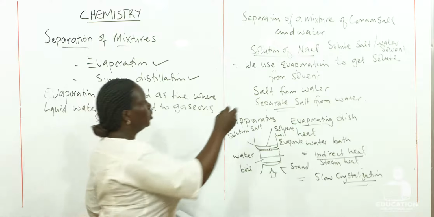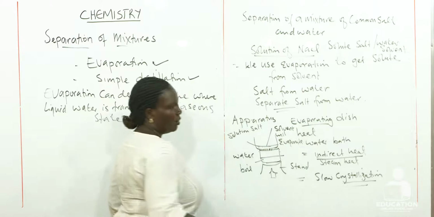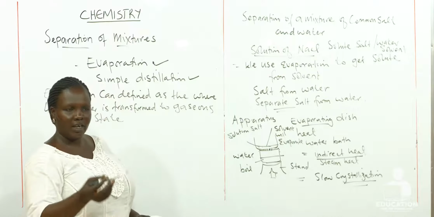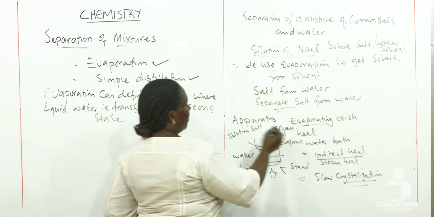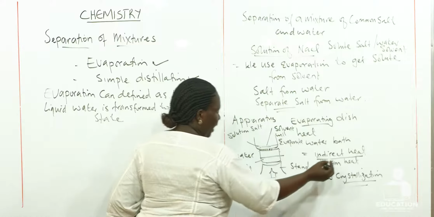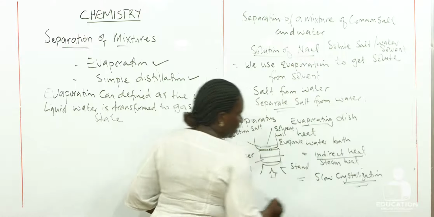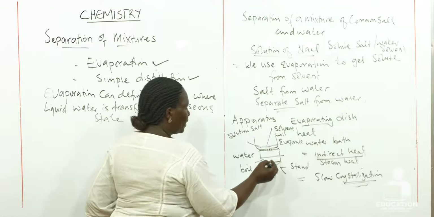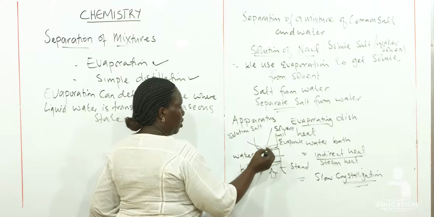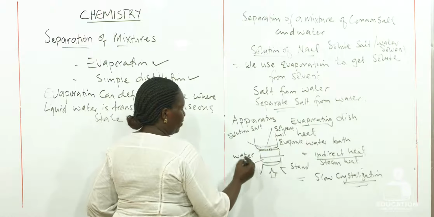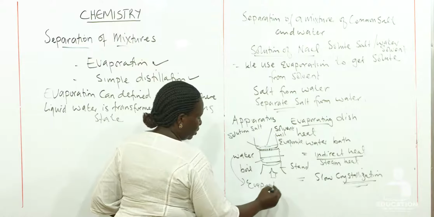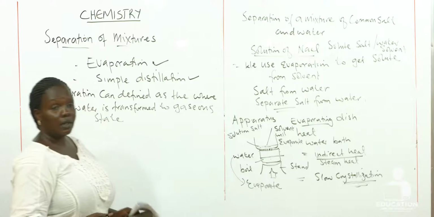Our solution is a solution of sodium chloride, that is a solution of common salt and water. We want to get the salt. We get the salt through evaporation. We heat the salt solution indirectly so that we have slow crystallization. So we heat the water, then the water will warm the solution until the solution boils, and then the solvent, which is water, will evaporate, leaving behind the solute.